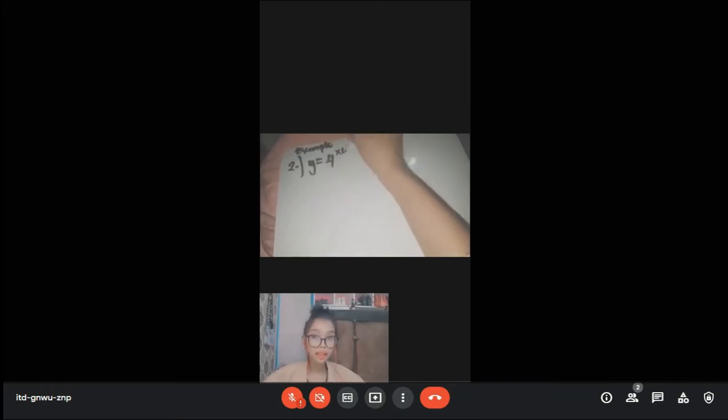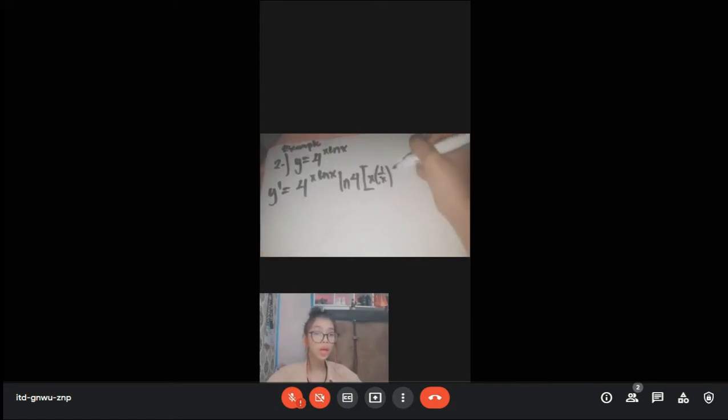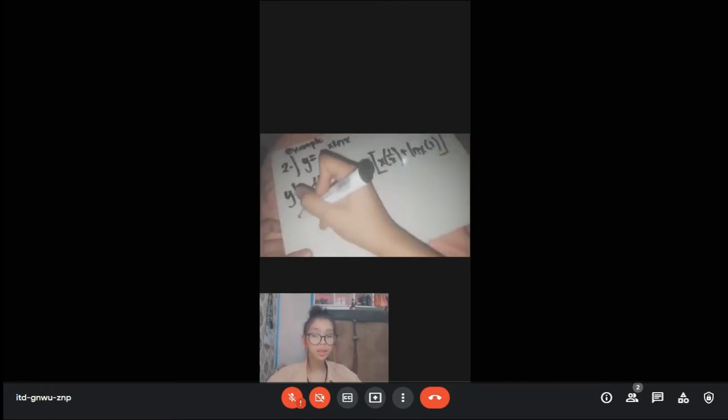So, the example number 2 naman is y is equals to 4 raised to x ln x. Again, differentiate both sides. Derivative of y is equals to y prime is equals to, this will apply rule number 2 because it has no e, so it is an a or any number. So 4 raised to x ln x multiply to ln a, so yung a is 4, so it will become ln 4, then multiply sa derivative, so it is a product rule.